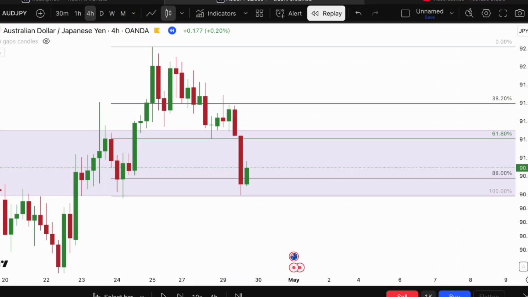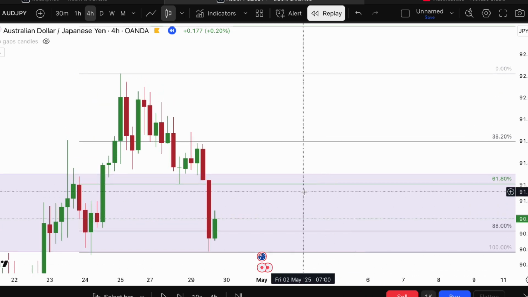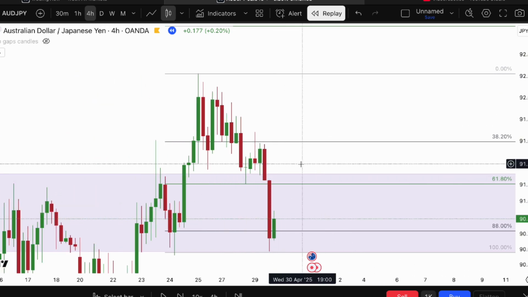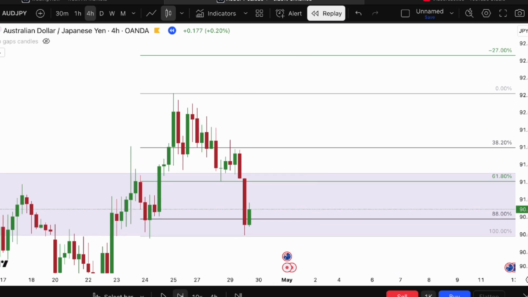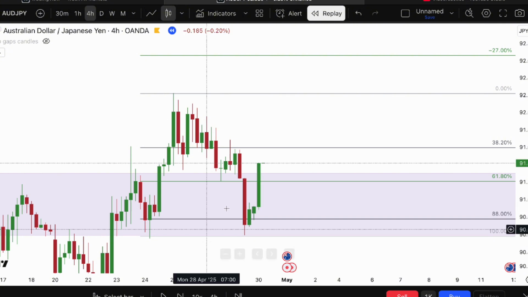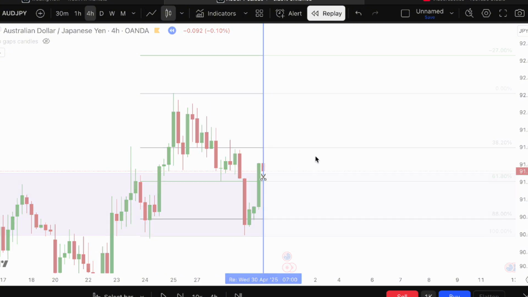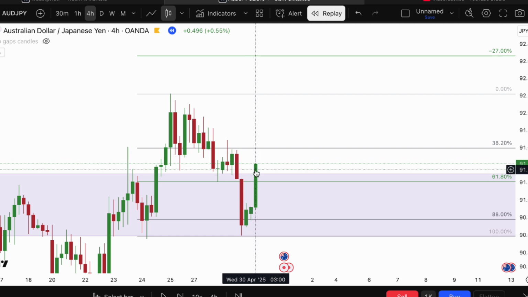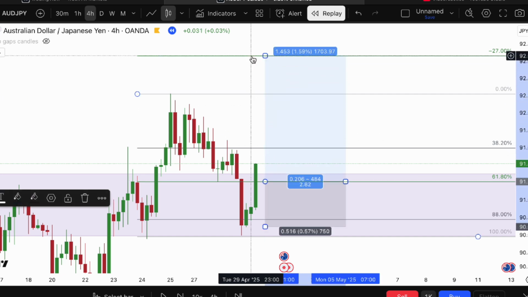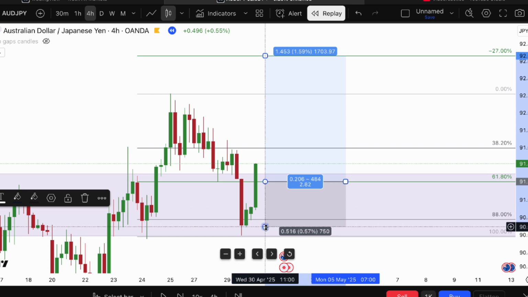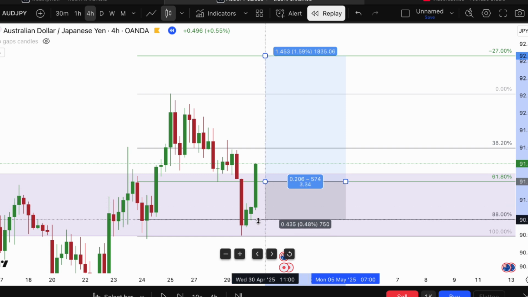And on the 4 hour, we're going to wait for the break of this 61 level right here. This will indicate that the new impulse has started. So right now we're waiting for the break of the 61 level. And as you can see, price has clearly broken and closed above this 61 level. Now I can place my entry on the 61, my take profit on the negative 27, and my stop loss on the 88 or below this structure right there.